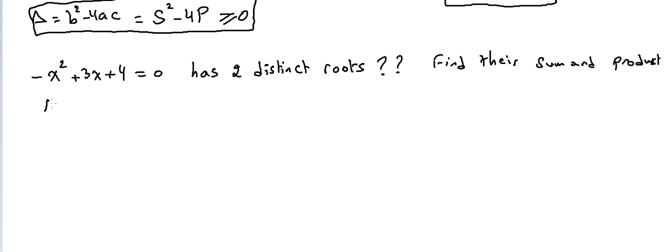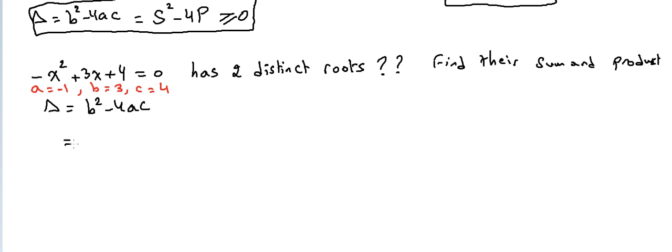First, we should find delta, right? What is delta equal to if we have a, b, and c? B squared minus 4ac, right? Let's first find a, b, and c. A is equal to what? The coefficient of x squared, which is minus 1. B is the coefficient of x, which is 3, and c is equal to 4, the constant coefficient, right? Which is not multiplied with any x, or x to the power 0.